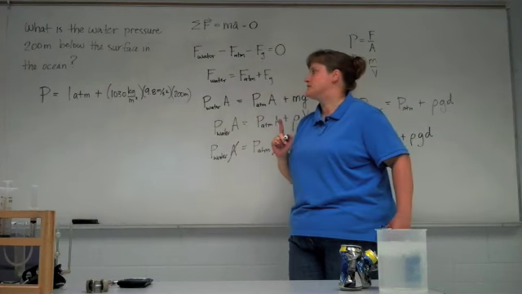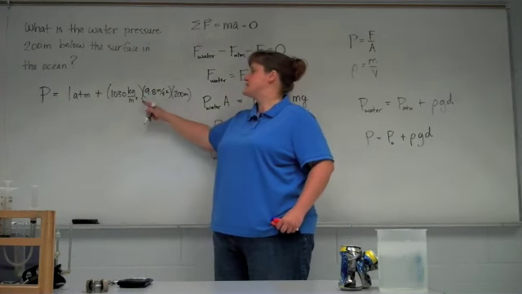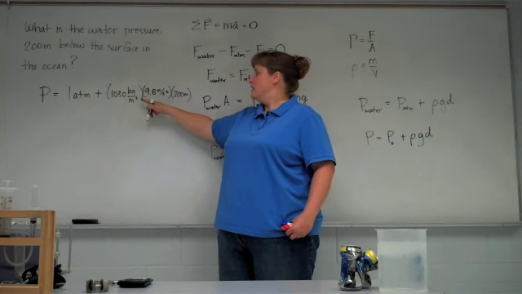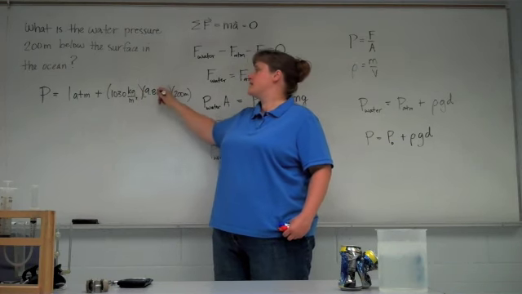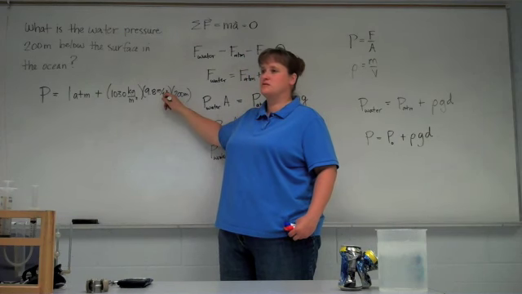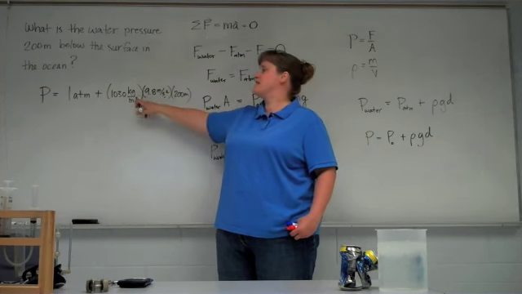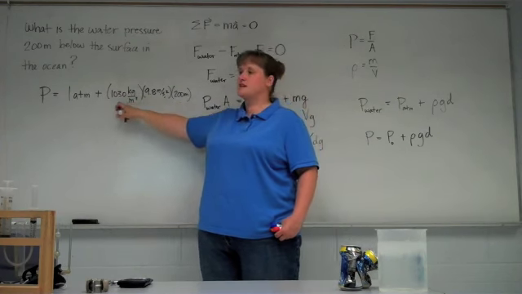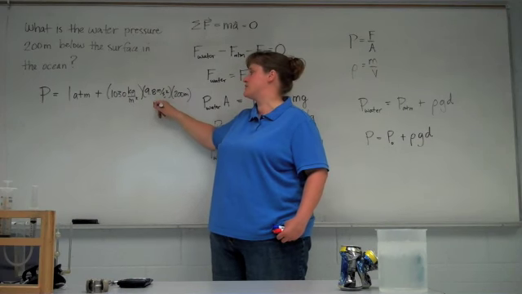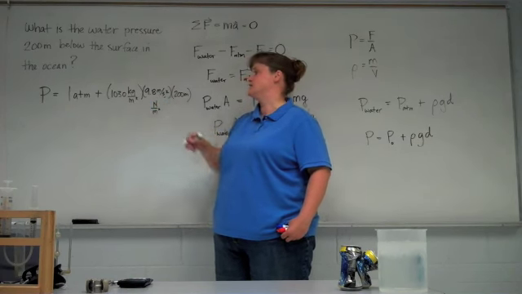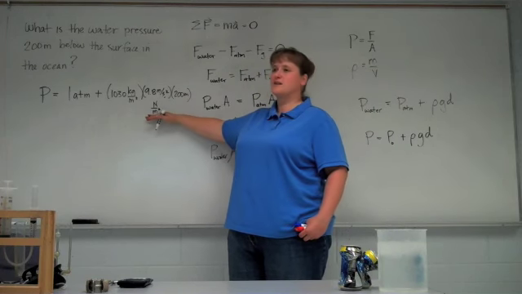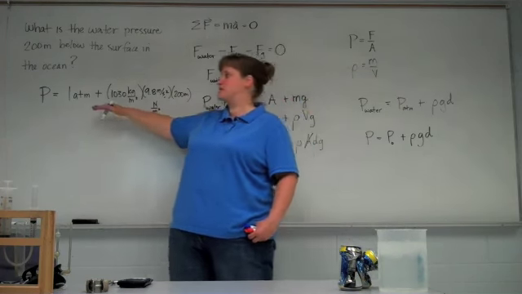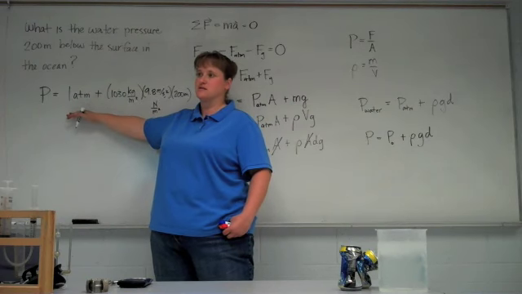Now we have to be careful. Unit-wise, this kilogram meter per second squared is a Newton. This meter will cancel out with one of these. So this term right here, this rho g d, is going to give us units of newtons per meter squared, or a Pascal.